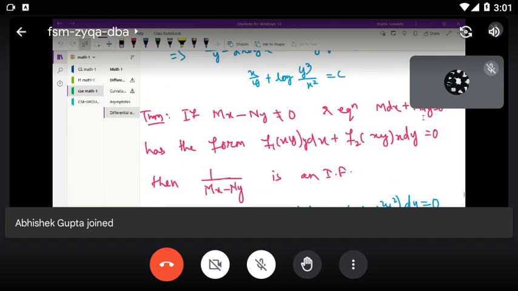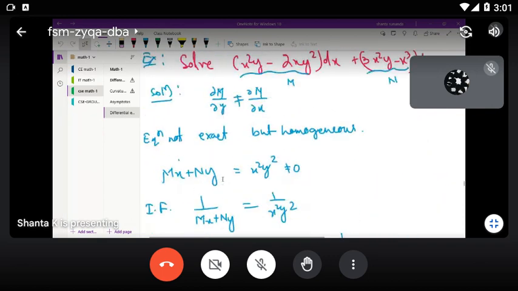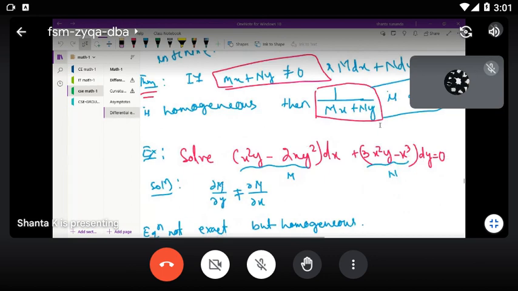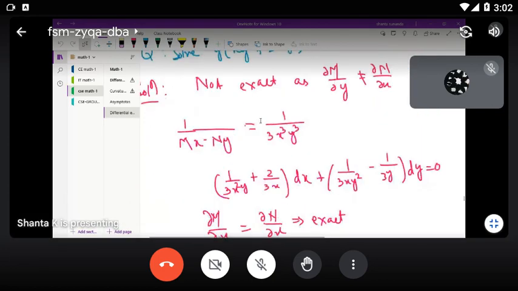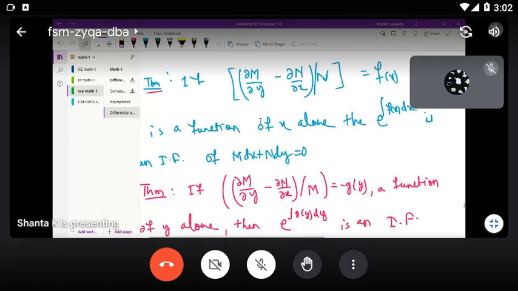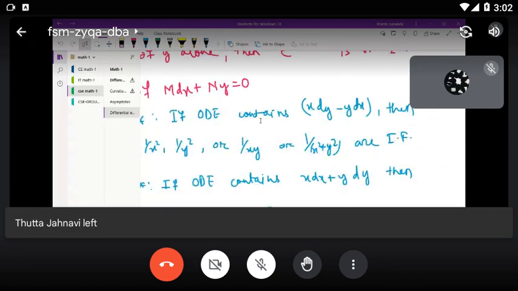Not equal to 0, and it is of the form f1(xy) y dx + f2(xy) x dx, then this is the integrating factor. And then we have mx + ny not equal to 0, then 1 upon (mx + ny) is an integrating factor. This also we have discussed, okay, these two forms.